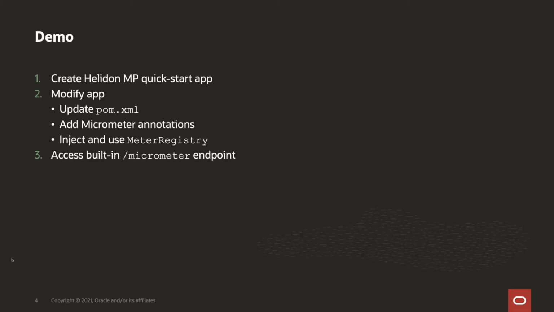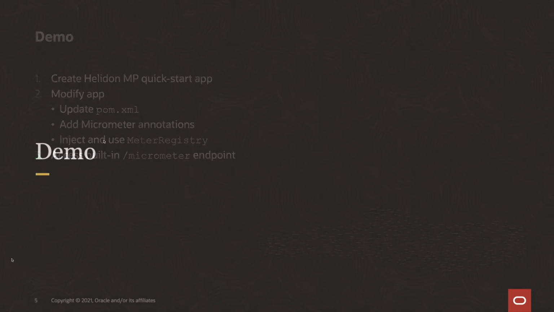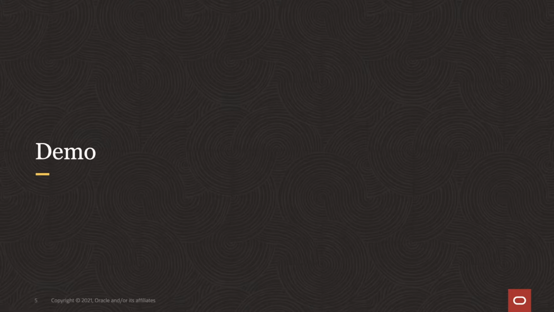Once we've created that application, we will modify it, we'll change the POM, we'll add some Micrometer annotations, and we'll inject and use the meter registry that Helidon creates automatically. Then once we've made those changes, we will access the built-in Micrometer endpoint to see this all in action. So let's get to the demo.